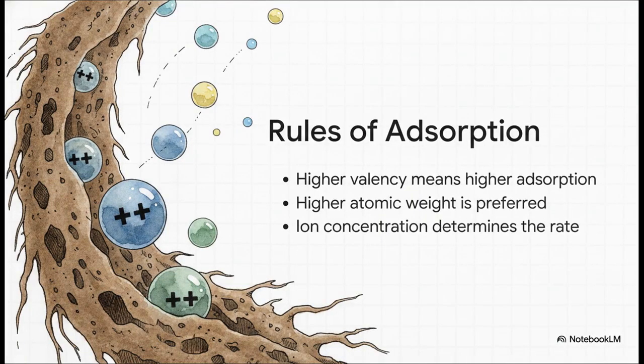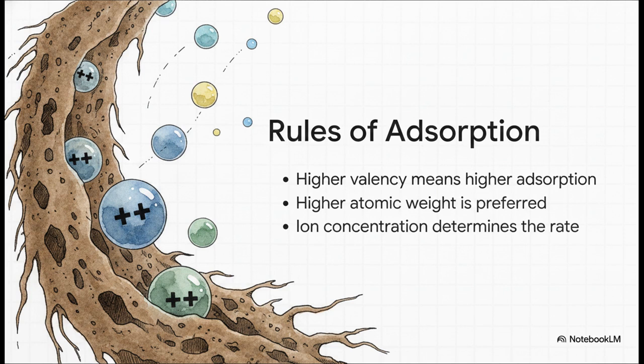The actual process of these colloids grabbing onto cations in water is called adsorption. But they don't just grab things randomly. Actually, scratch that. It's the exact opposite of random. It is governed by 3 strict rules based on the ion type, its concentration, and the colloid itself. Rule number 1. The higher the valency of the ion, the higher the adsorption. The only exception here is the hydrogen ion. Rule number 2. If you have two ions with the exact same valency, the colloid prefers the one with the higher atomic weight.